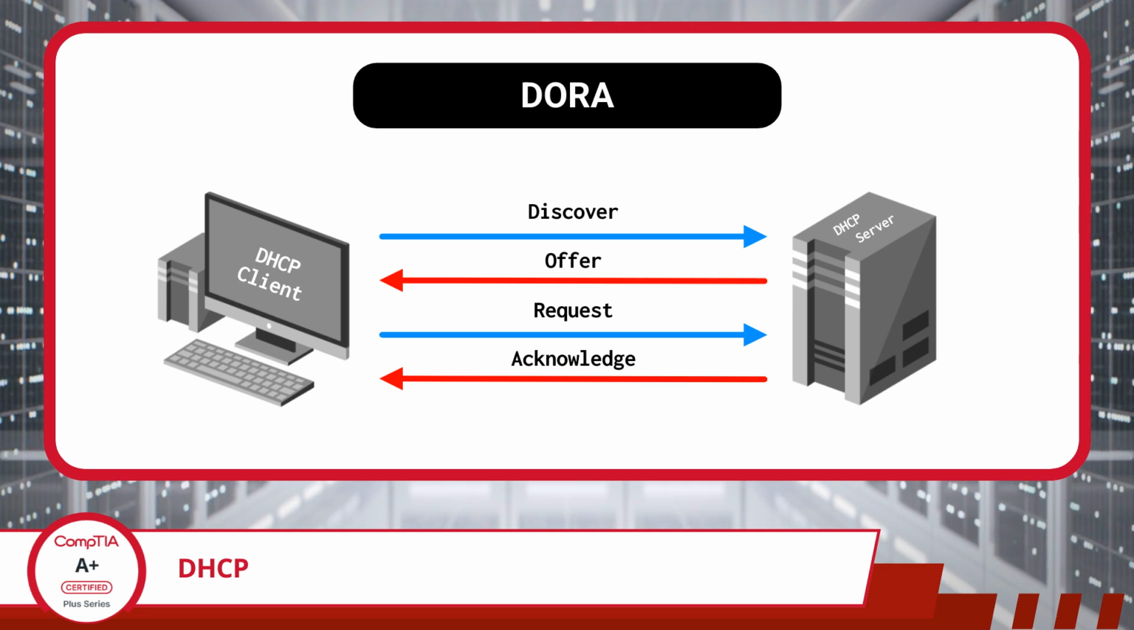The final step in this dance is acknowledgement. The DHCP server receives the device's request and seals the deal by sending an acknowledgement message back. This message confirms the IP address assignment, effectively saying, "The IP address is yours to use. Welcome to the network." With this exchange, the device is now a fully functional member of the network, able to communicate with other devices using its newly assigned IP address. If only all communications in real life were this cordial.